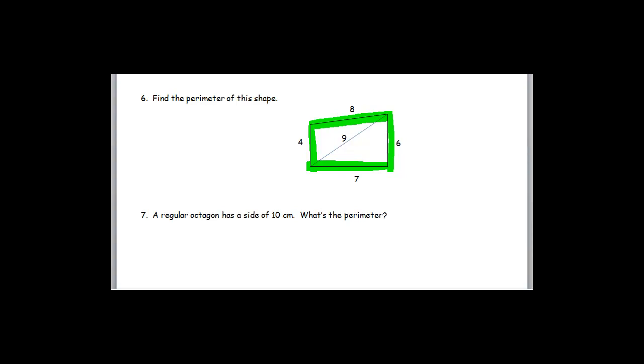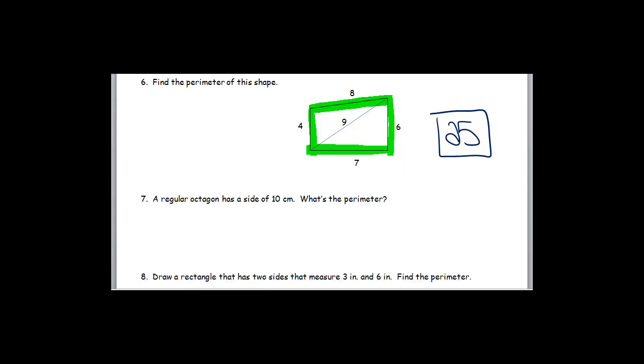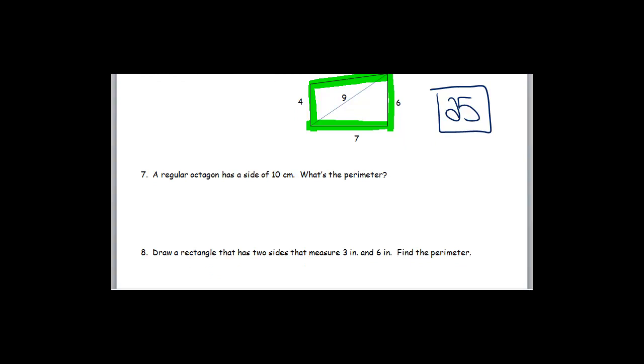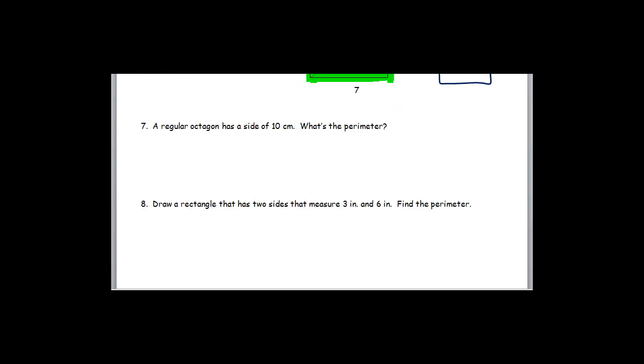So if we add the outsides, 8 and 4 is 12, plus 7 is 19, plus 6 more gives us a perimeter of 25. Now, problem number 7, we don't have a picture, so we have the opportunity to draw one if we need it, or we can see if we can do this on our own.